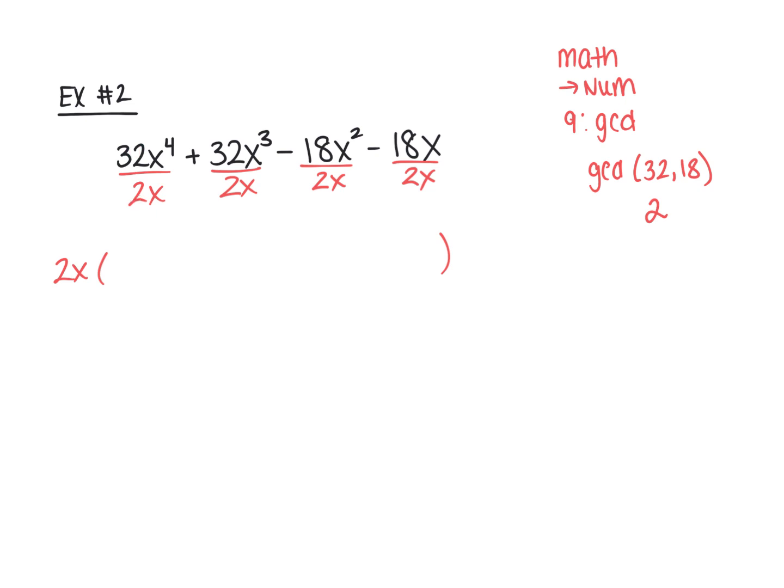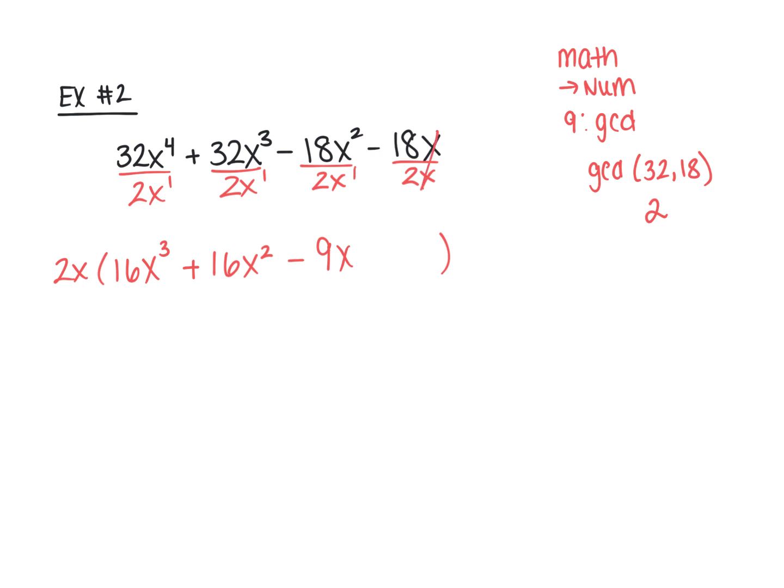division. So 32 divided by 2 is 16. X to the fourth divided by x to the first is x to the third. We subtract the powers. Now again, 32 divided by 2 is still 16. X squared this time, subtract the powers, 3 minus 1. Next term, 18 divided by 2 is 9. X squared divided by x, subtract the powers, you get 1x.